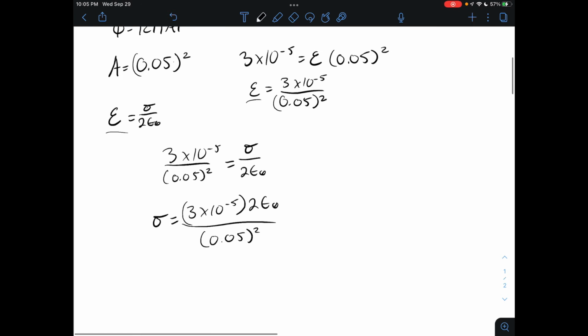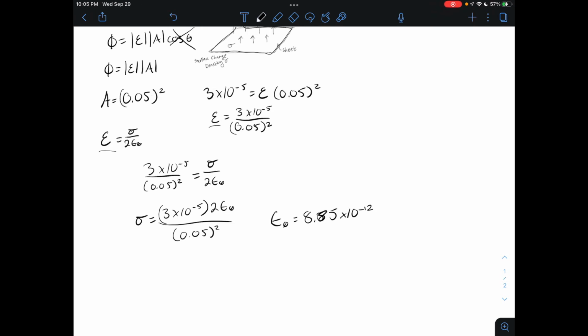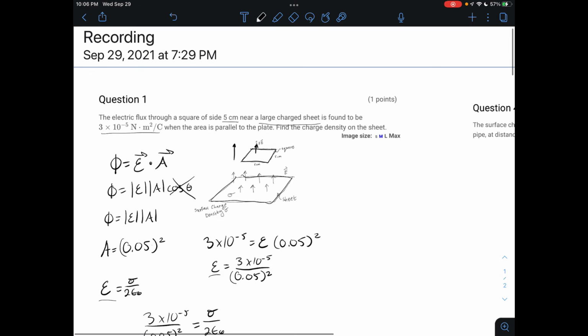And of course, we're plugging in epsilon naught equals 8.85 times 10 to the negative 12th. And that's going to give you your answer for sigma for question 1.